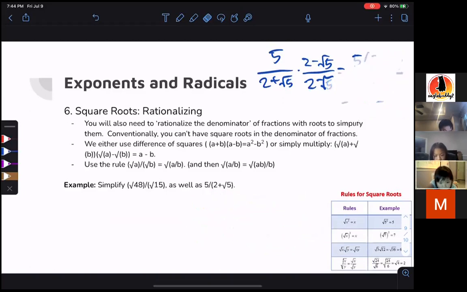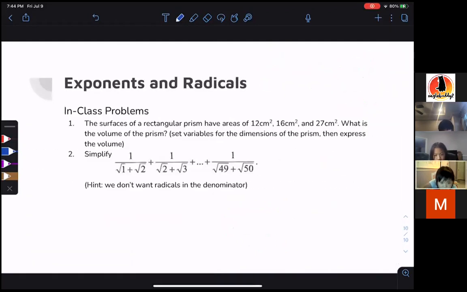And that's basically all there is to this. I think there's one more slide. Here are some in-class problems with a bit of hints. The surfaces of a rectangular prism have areas of 12 centimeters squared, 16 centimeters squared, and 27 centimeters squared. So there are three different surface areas in a rectangular prism, and the three values are given.